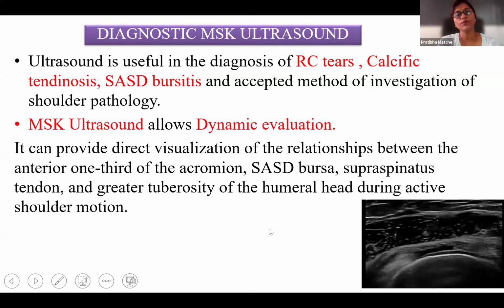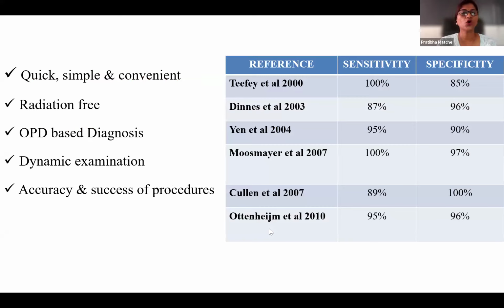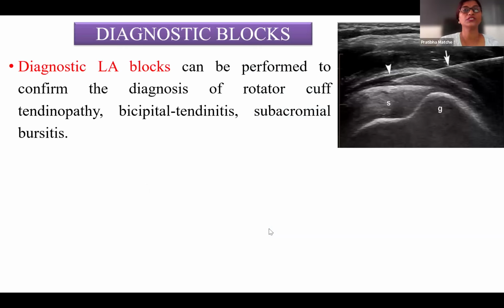The most important thing about MSK ultrasound, which can't be done even with the MRI, is that it allows the dynamic evaluation, which could be really valuable in a few of the conditions. It is also quick, simple, and convenient. Most important, it is radiation free. It can be diagnosed on an OPD basis. It allows the dynamic evaluation, which I have already told, and it determines the accuracy and success of procedures.